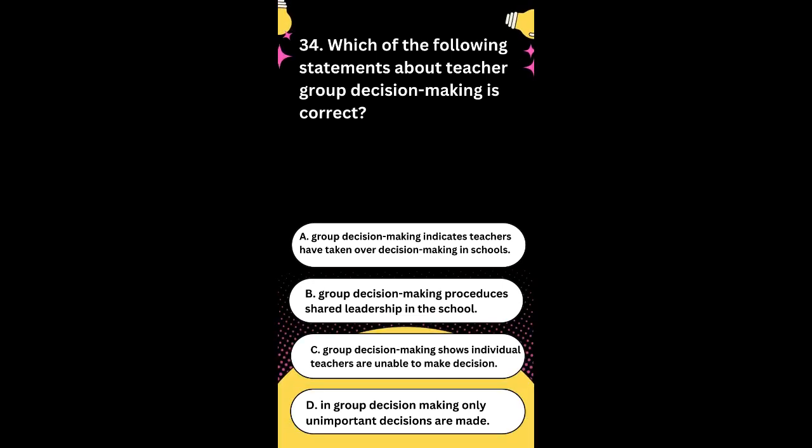34. Which of the following statements about teacher group decision-making is correct? A. Group decision-making indicates teachers have taken over decision-making in schools. B. Group decision-making produces shared leadership in the school. C. Group decision-making shows individual teachers are unable to make decisions. D. In group decision-making only unimportant decisions are made.